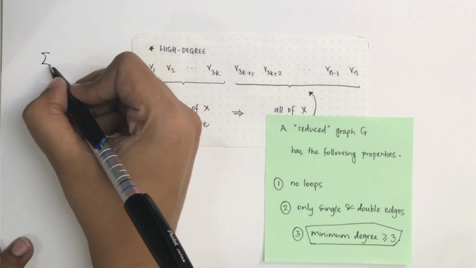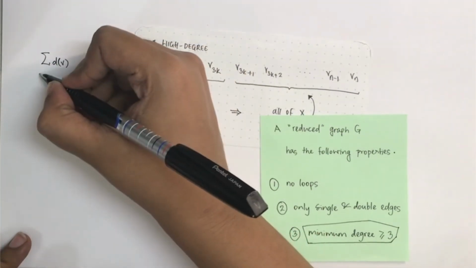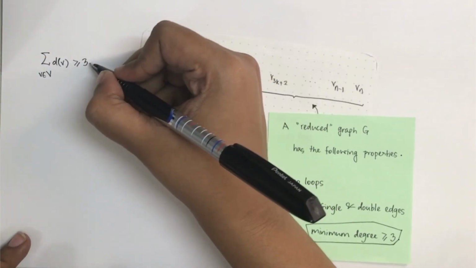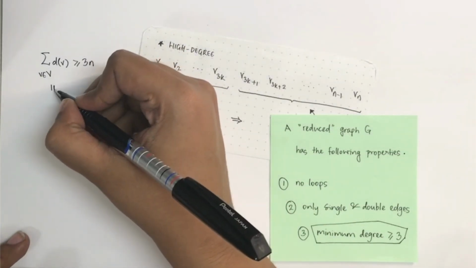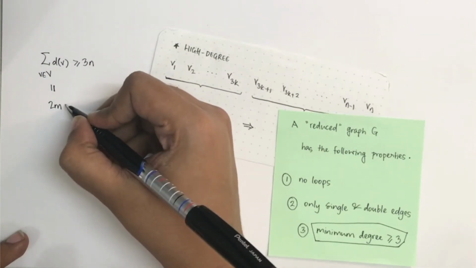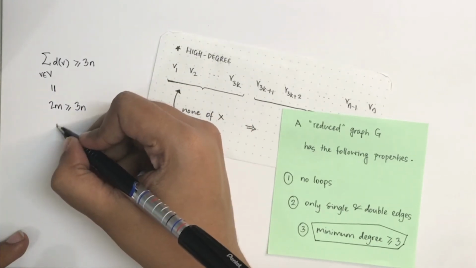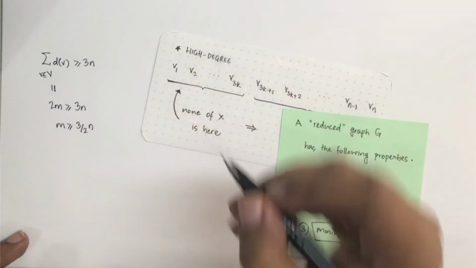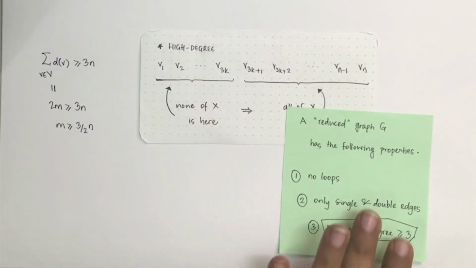Let's begin by talking about the sum of the degrees of all the vertices in the graph. We know that that's at least 3 times n from the minimum degree assumption. But we also know that the sum of the degrees of all the vertices is just twice the number of edges. So we have that 2m is at least 3n, or in other words, m is at least 3/2 n. So this is an assumption that's fairly concrete, one that we can perhaps hope to contradict.